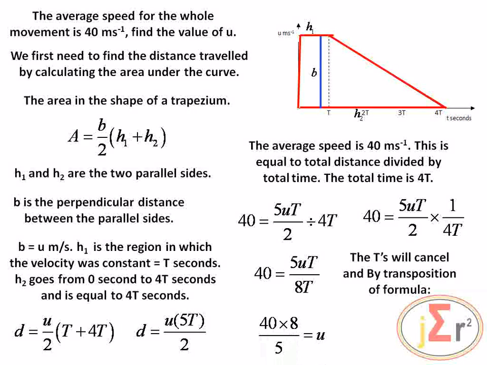And when we transpose, what do we get? We are trying to find u. We are dividing by 8, so we multiply by 8 on the other side. Of course, u is being multiplied by 5 here, so we divide by 5 on the other side. So u is equal to 40 times 8 divided by 5, and that is equal to 64 meters per second.